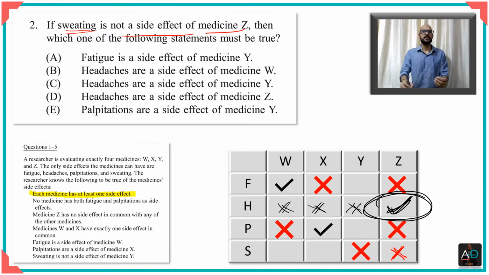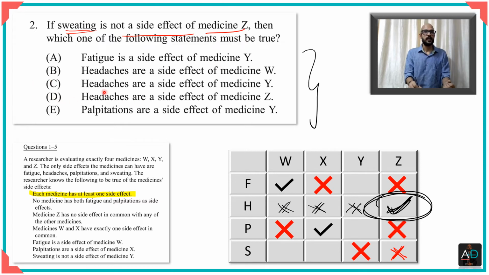Now once we have this data, let us go and look at our options. Let's look at A. Fatigue is a side effect of medicine Y. Well, we don't know. Nothing has been said about it. Let's look at our next option. Headaches are a side effect of medicine W. That's not happening, because we just saw that if there's a tick here, then there has to be a cross here. This is also wrong. Option B is also wrong.